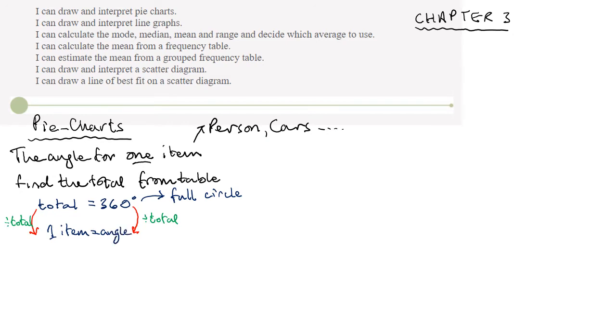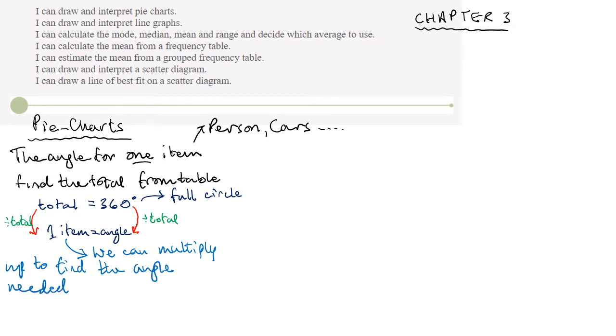And once you've got the angle for one thing, you can then find the angle for any number of things. So from here we can multiply up to find the angle needed for any number of items, and that'll give you the angle for them.